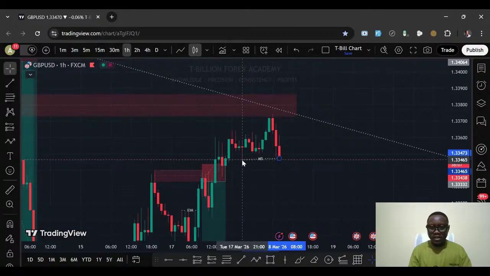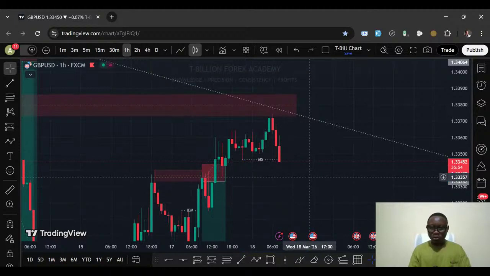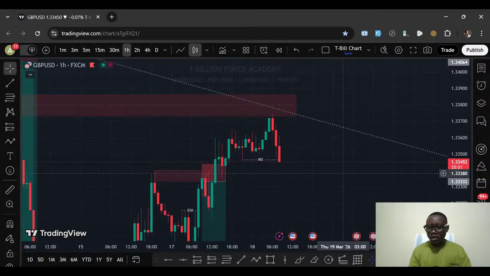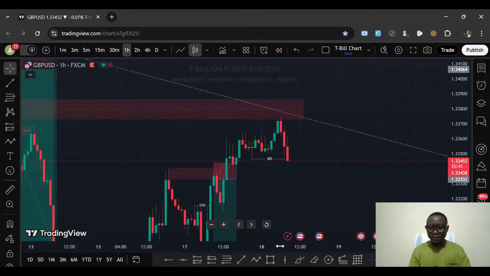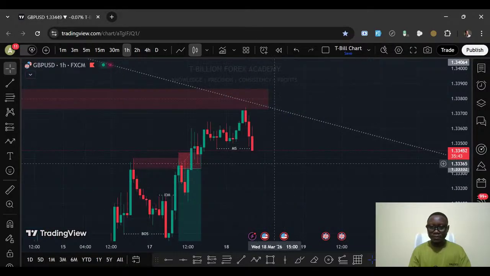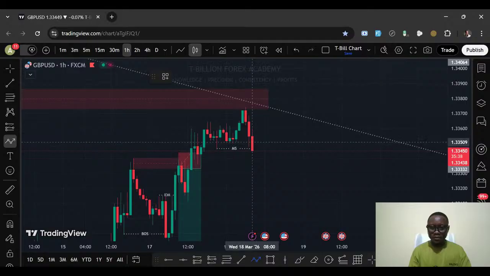So once price gives us this market shift, which I think it is about to do, right? Then we'll basically wait for our inducement. We'll wait for inducement. So this is what I'm expecting price to do, basically.